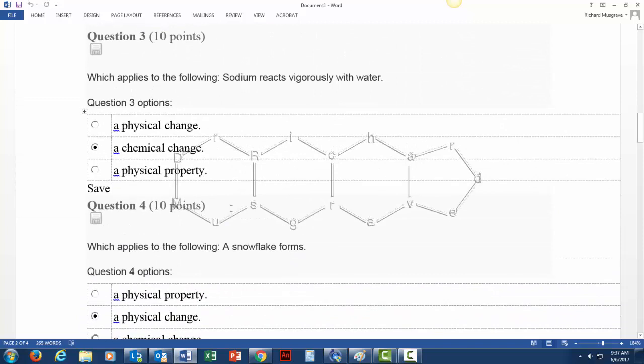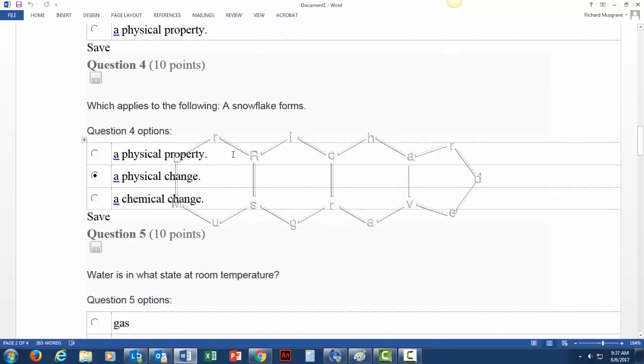Which applies to the following. Sodium reacts vigorously with water. This is a chemical change. The reason is that the word reacts is a bit of a giveaway. It tells you that there's a chemical change going on. And also, this is not a reversible process, which means the sodium can't be gained back after it reacts with the water. So this points to it being a chemical change.